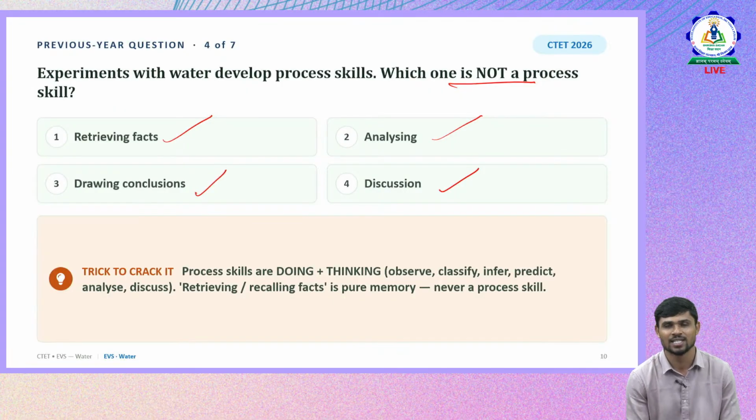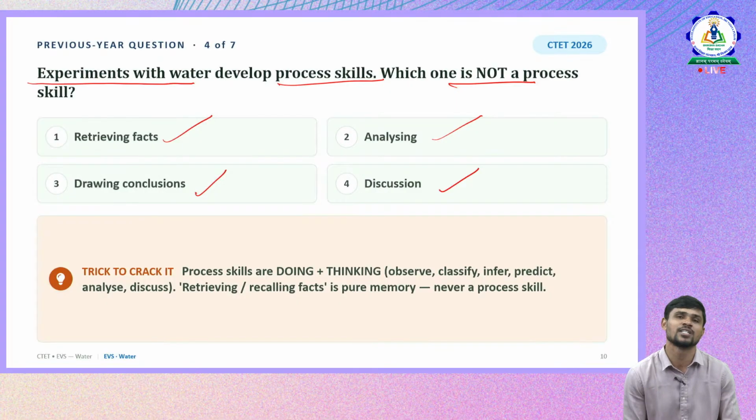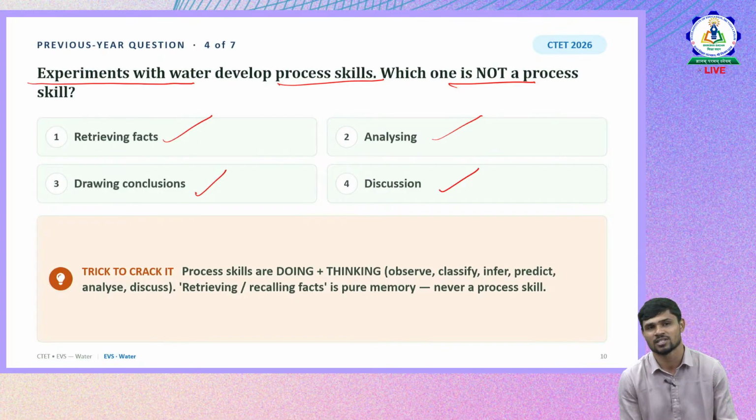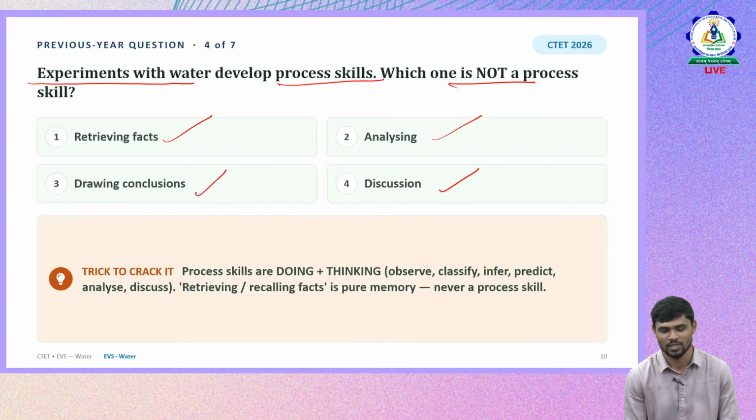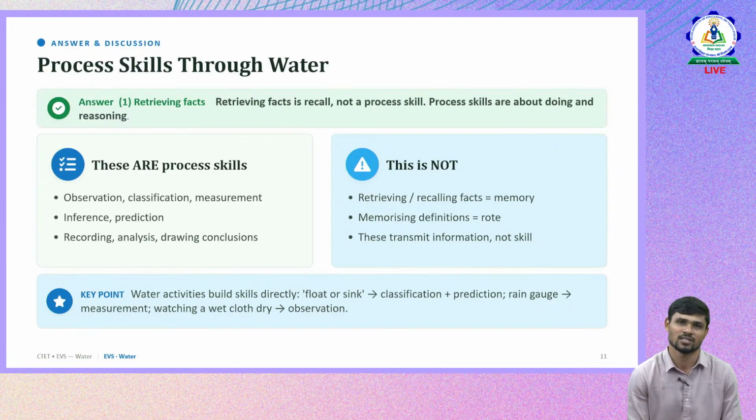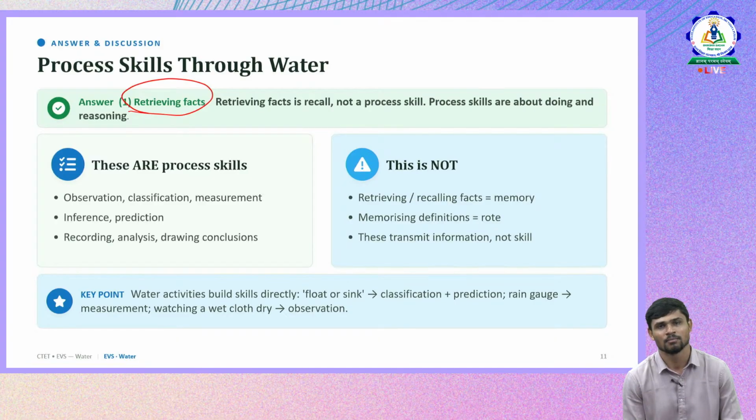So what is the keyword here that we need to identify in the question? It is experiments and process skills. While performing an experiment, what process skills will be developed? In the previous classes, we discussed the process skills in science, the basic process skills and also the integrated process skills. Just rote memorization, just retrieving things from our memory, is not a process skill. It is a mere memorization of something. So definitely the answer is retrieving facts; it is not a basic process skill.